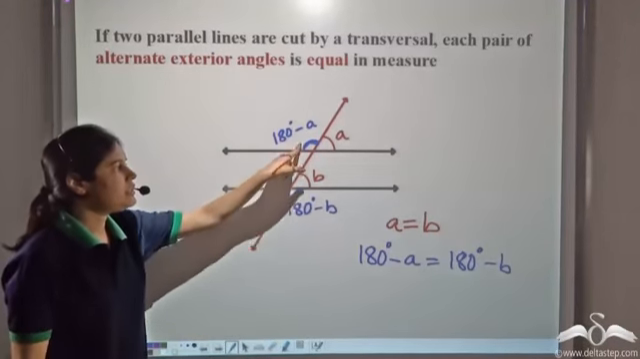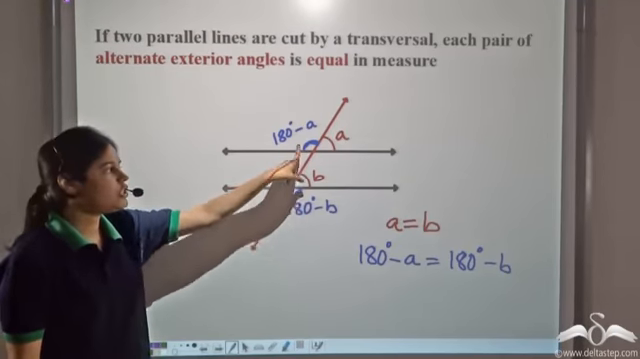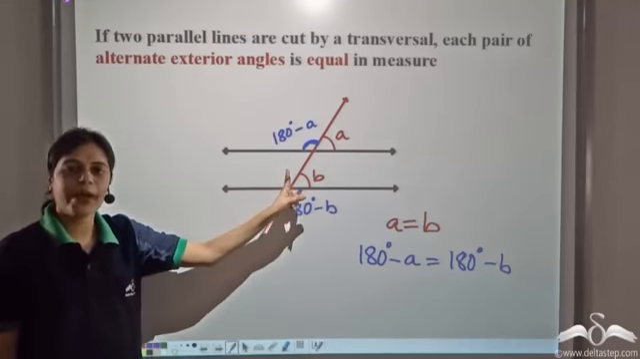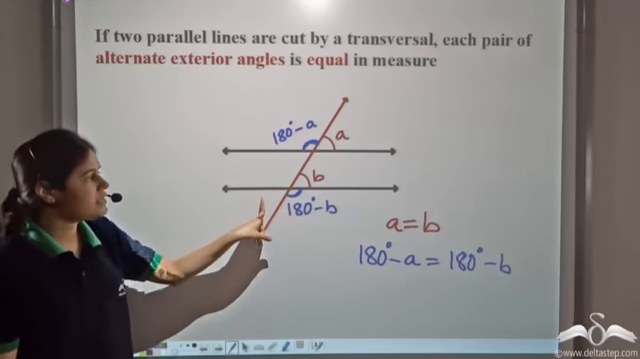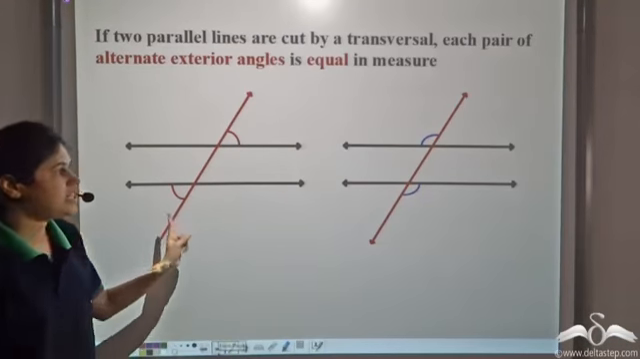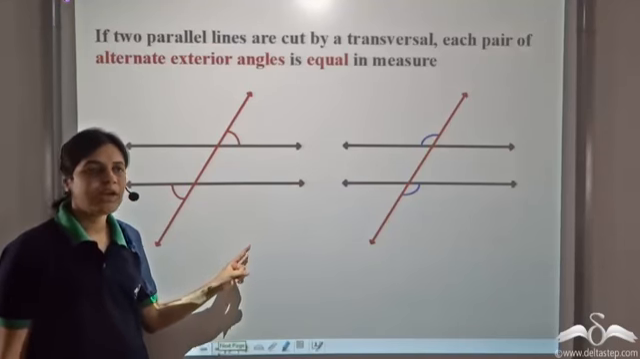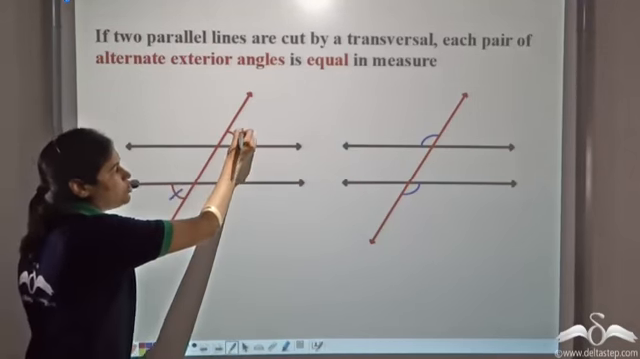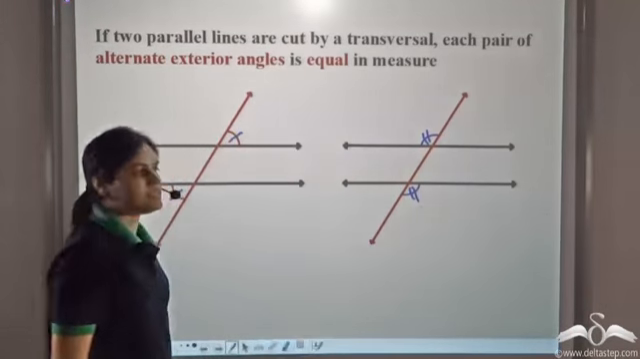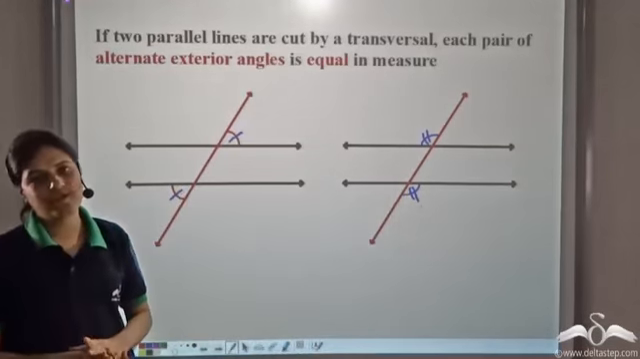But if you notice, these two are a pair of alternate exterior angles. So these two are equal. So once again, we have proved that a pair of alternate exterior angles is equal when the lines are parallel. And in case of parallel lines, two pairs of alternate exterior angles are formed and each pair is equal. So this is equal to this and this is equal to this. So a pair of alternate exterior angles are equal in case of parallel lines.